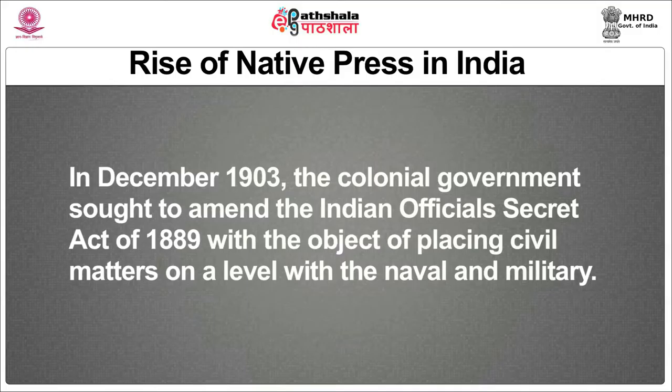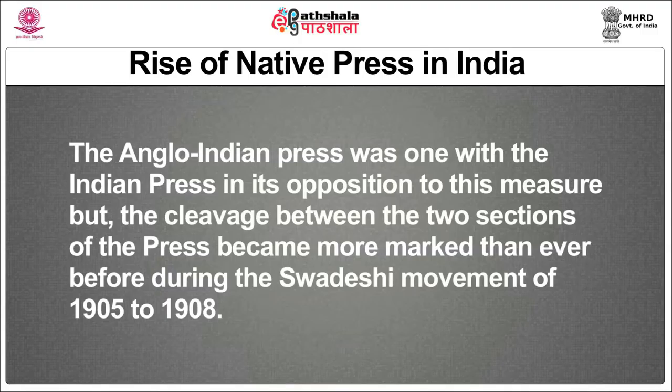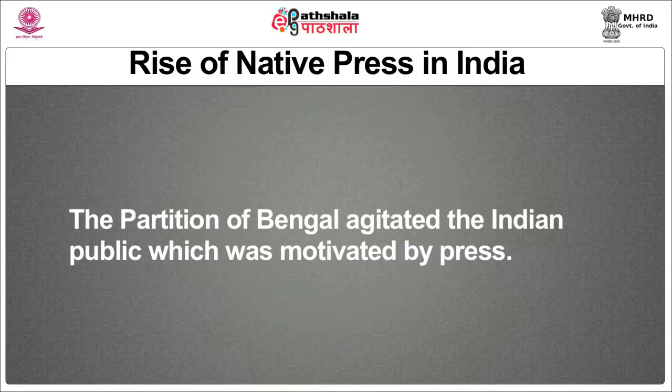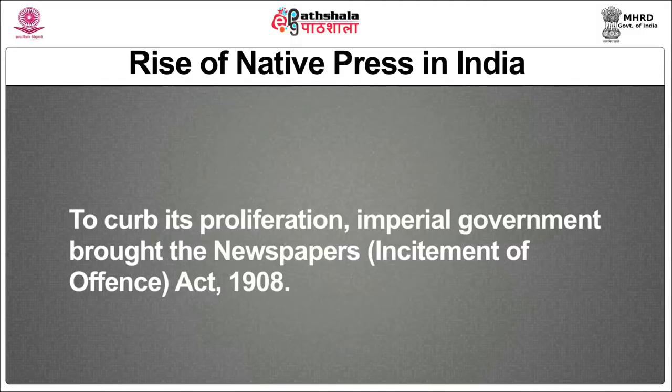The Anglo-Indian Press was one with the Indian Press in its opposition to this measure, but the cleavage between the two sections of the press became more marked than ever before during the Swadeshi movement of 1905 to 1908. The partition of Bengal agitated the Indian public, which was motivated by the press. To curb its proliferation, the imperial government brought the Newspapers Incitement of Offences Act 1908.